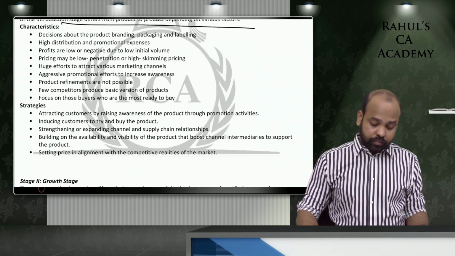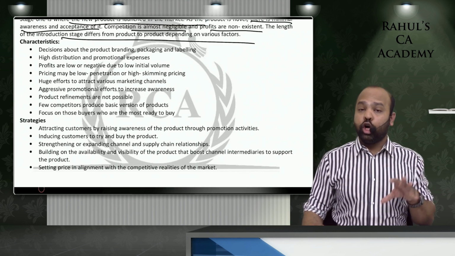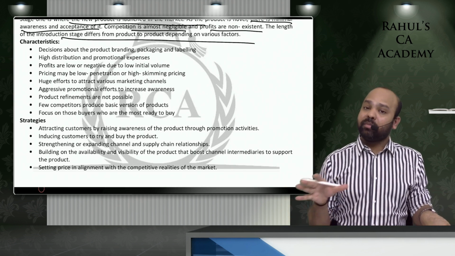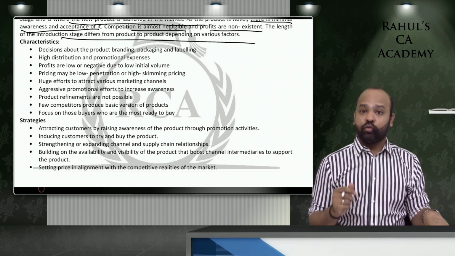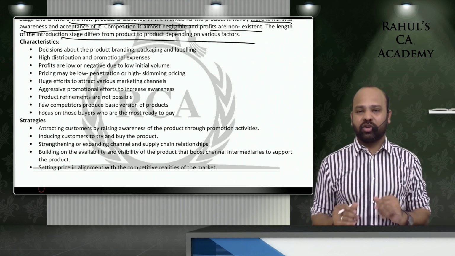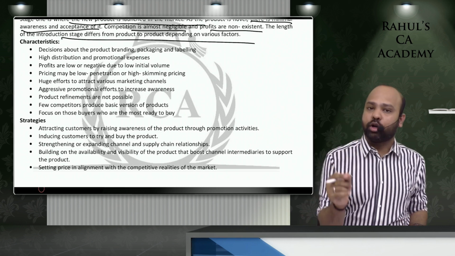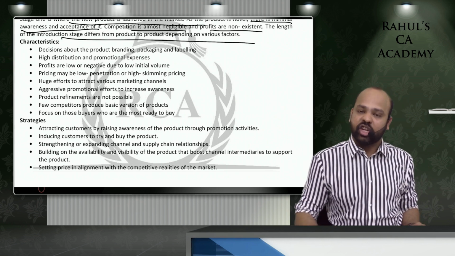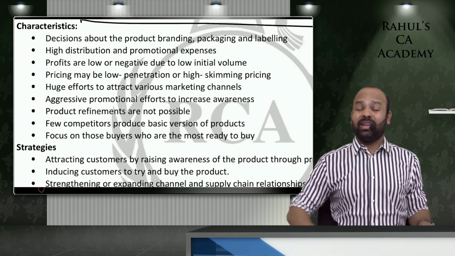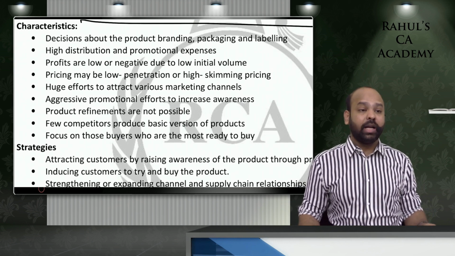Ok? Characteristics, beta. What do you normally see among different products during the introduction phase? Those are the characteristics, guys. Strategies are what you should be doing during the introduction phase. Understand, beta, it is important to differentiate between a characteristic and a strategy. Under characteristics, guys, the most important point is that there are decisions taken about the product branding, packaging and labeling.